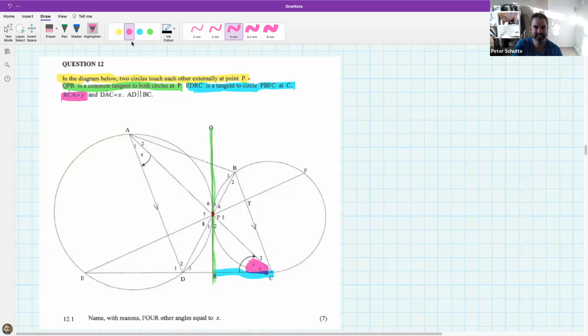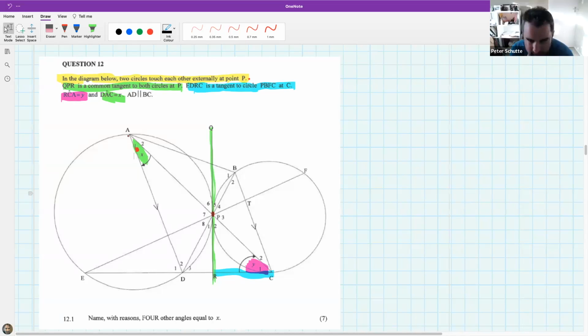And then it says DAC is X. Now DAC is X. Okay, well then we can maybe color this in over here. That is X. And this is a very typical exam question. It says, name with reasons 4 other angles equal to X. Now remember, X is up here. It's this one.